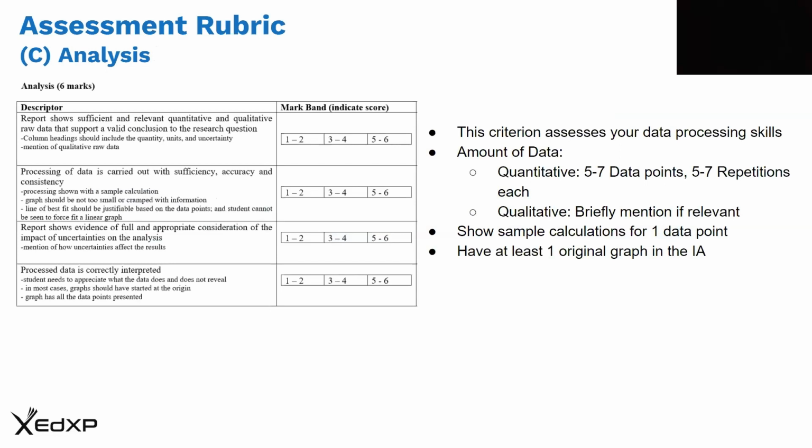Do note that the bulk of your analysis should be on your quantitative data. As for your qualitative data, if it is relevant, mention it. Do keep the mentions of your qualitative data brief. You must show sample calculations for one data point, and you should have at least one original graph in your IA. When I say original graph, I mean a graph that you created from your own data that you collected and processed yourself.